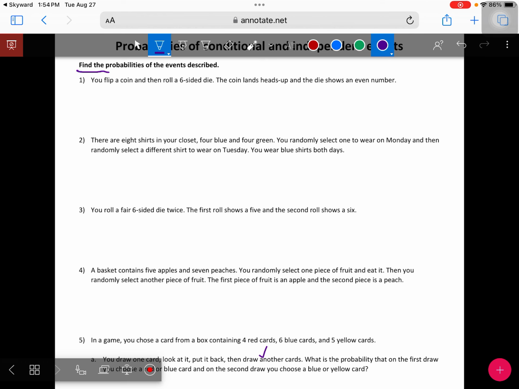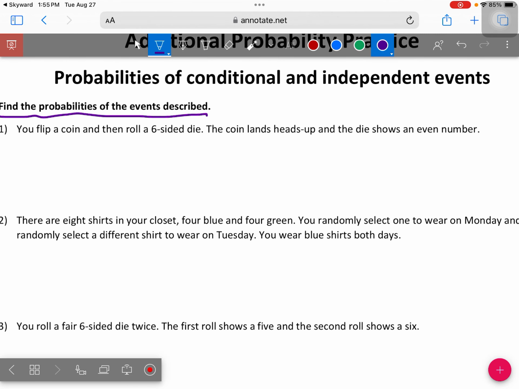All right, here we go. Find the probabilities. So we're going to flip a coin and we're going to roll a die. The coin lands heads up, and the die shows an even number. We're flipping a coin. The coin lands heads up. We're rolling a die, and the die shows an even number. How many different probabilities or blank spaces am I looking at? 5. I mean, is that 6 or 5?